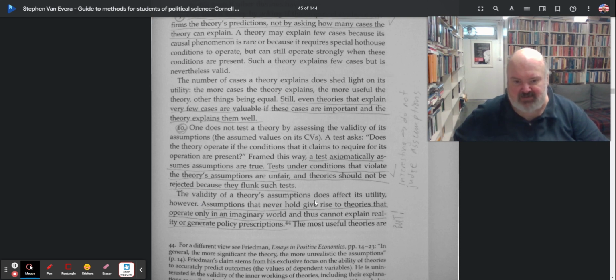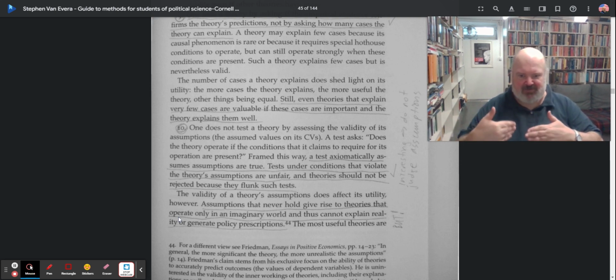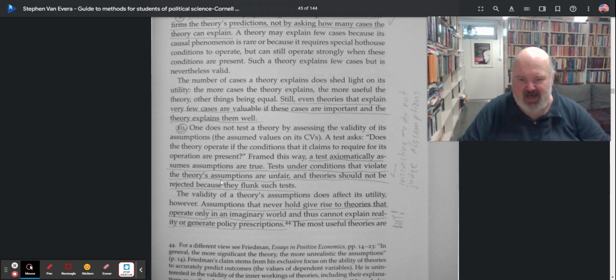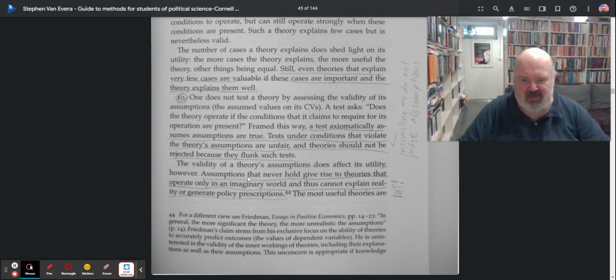The validity of a theory's assumption does affect its utility, however, right? In other words, assumptions that never hold give rise to theories operating in only an imaginary world and cannot explain real reality or generate policy prescriptions. This is very rare, but assumptions that never hold may be true only in an imaginary world, right?